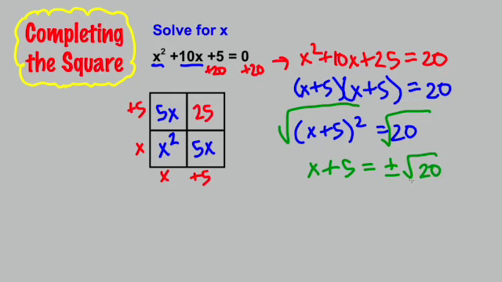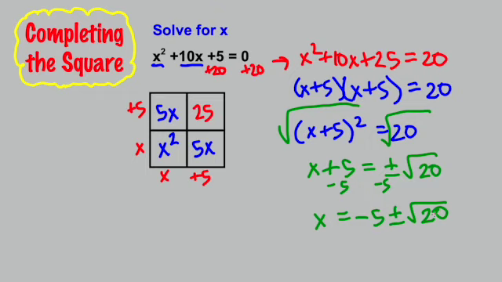And you know, if we were to square root 20, we're not going to get a whole number, and that's okay. And then the final step would be subtracting 5 and subtracting 5, so we get x equals negative 5 plus or minus square root 20. All right, then that would be what we call the exact answer.